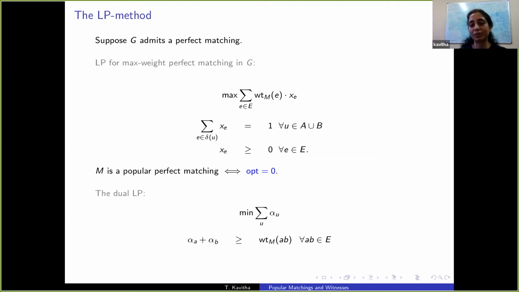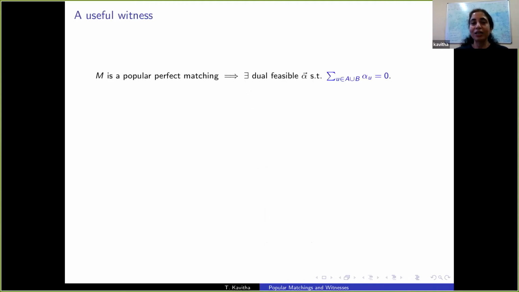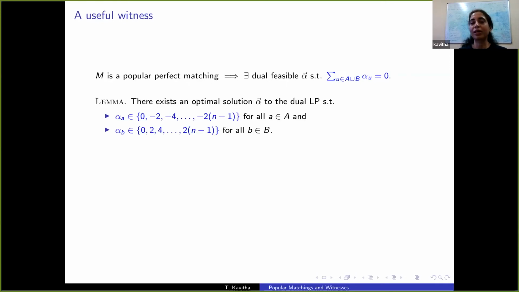The dual is quite simple. We are not familiar with this. So if M is a popular perfect matching, then there is a dual feasible solution alpha such that the sum of all the alpha values is 0. We show, in fact, there's an optimal solution with more structure. So alpha of A is in the set 0, -2, -4 till -2 times n minus 1. And alpha of B is in the set 0, 2, 4 till twice n minus 1.